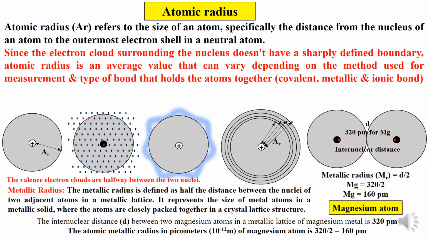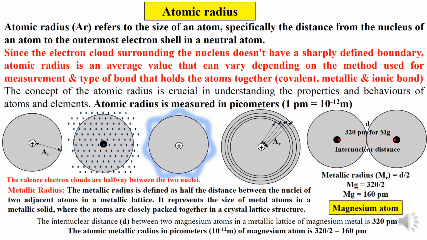So the internuclear distance between two magnesium atoms in a metallic lattice of magnesium metal is 320 picometers, and the metallic radius of the magnesium atom is 160 picometers. So when you take 320 and divide it by 2, you get the value of 160 picometers. So 160 picometers is the metallic radius of the magnesium atom.